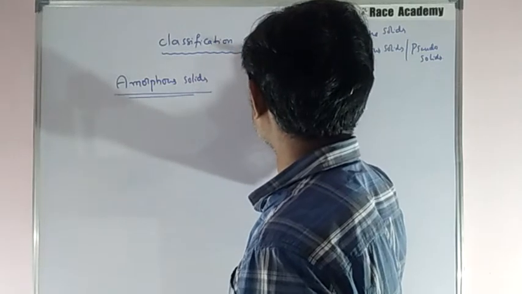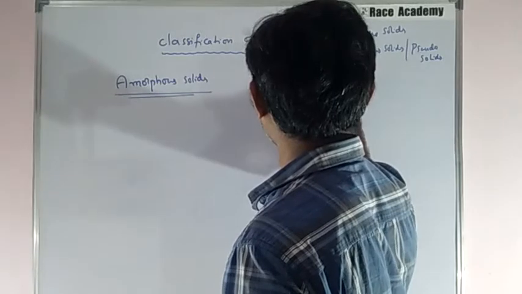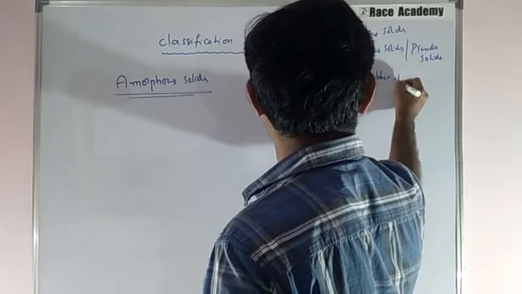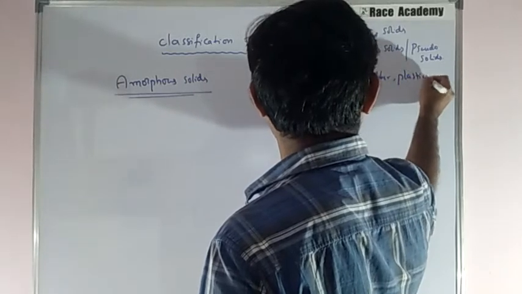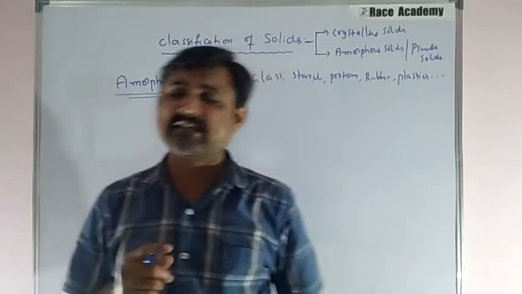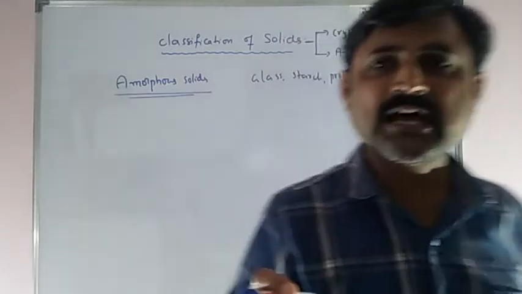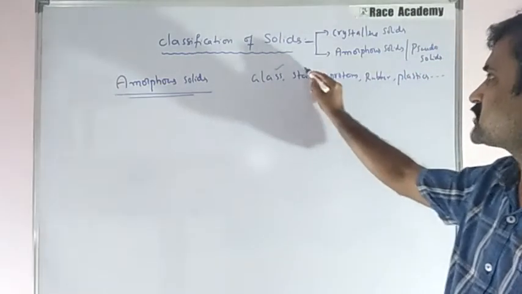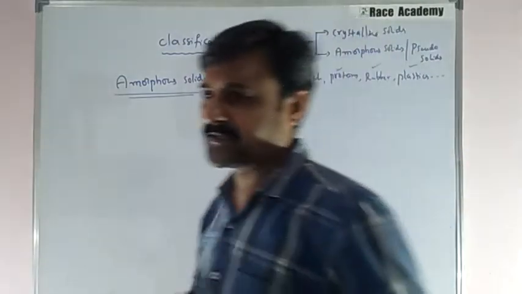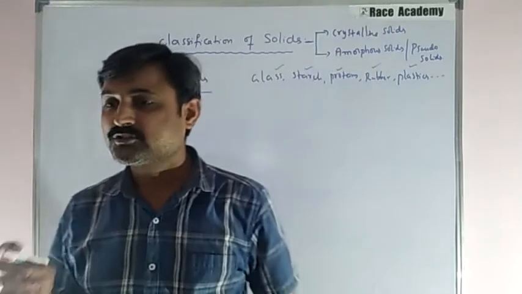Glass, starch, proteins, rubber, plastics, etc. These all come under this kind of category, and the common examples are glass, starch, proteins, rubber, plastics, pitch. These are different kinds of names. They come under pseudo solids or amorphous solids.